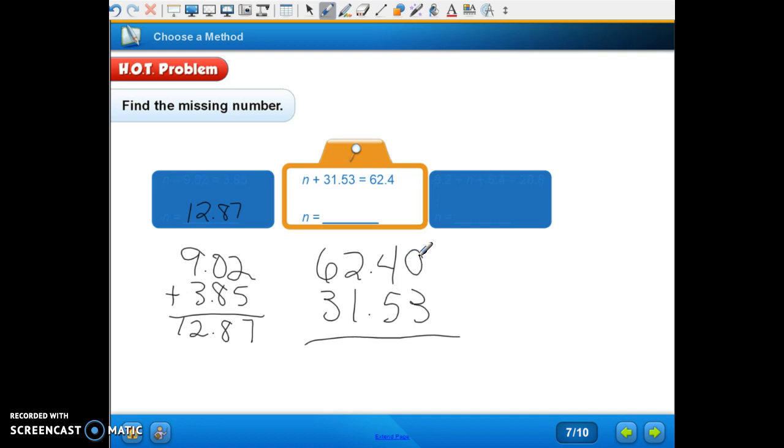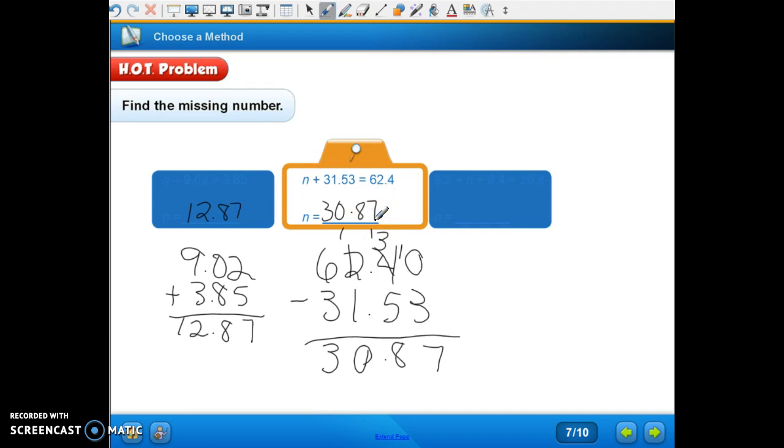Now we're going to have to do some regrouping. So cross out your 4, and that makes that 3, and you add 10 to 0, which gives you 10 minus 3 is 7. And again, we can't have 3 minus 5, so we're going to need to go to our ones place and regroup. That gives us 10 to give to the tenths place. 13 minus 5 is 8. Now 1 minus 1 is 0, and 6 minus 3 is 3. So n is equal to 30 and 87 hundredths.